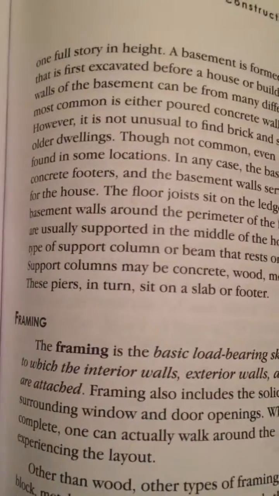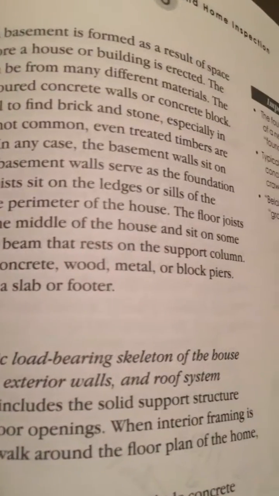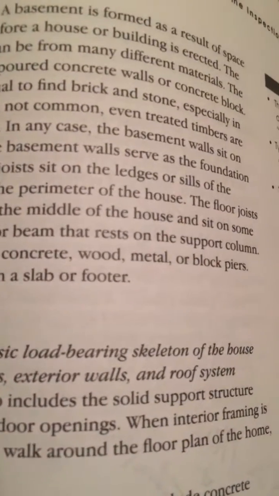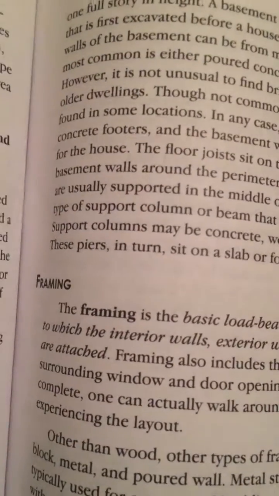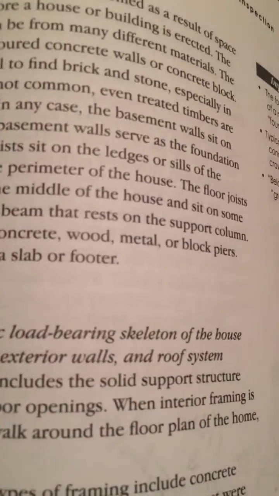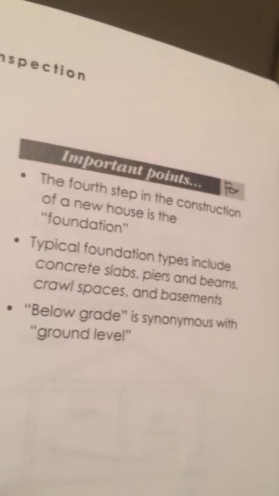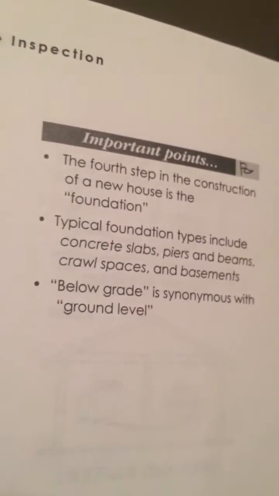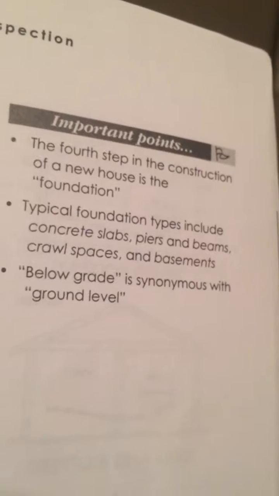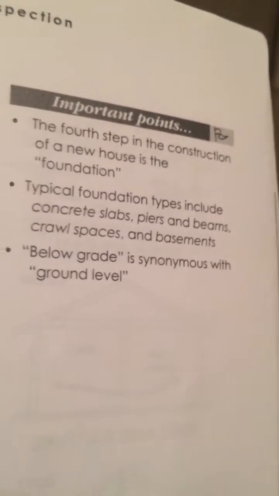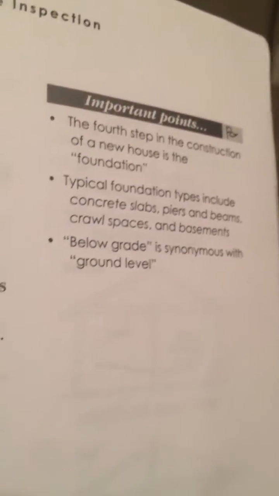The floor joists are usually supported in the middle of the house and sit on some type of support column or beam that rests on the support column. Support columns may be concrete, wood, metal, or block piers. These piers in turn sit on a slab or footer. Important points. The fourth step in the construction of a new house is the foundation. Typical foundation types include concrete slabs, piers and beams, crawl spaces, and basements. Below grade is synonymous with ground level.